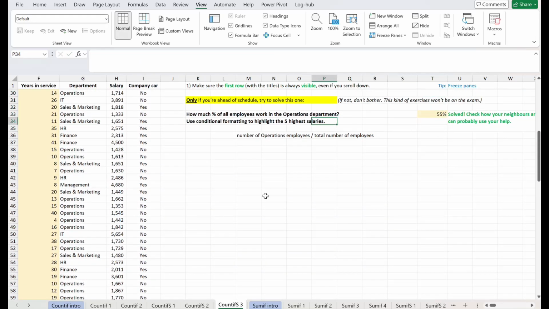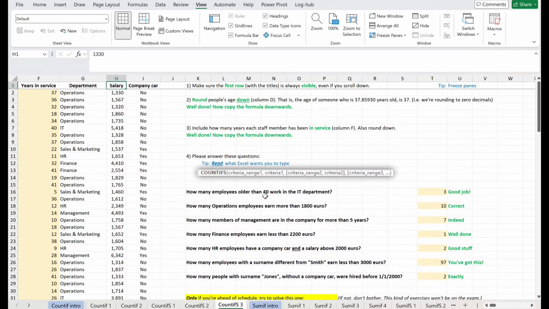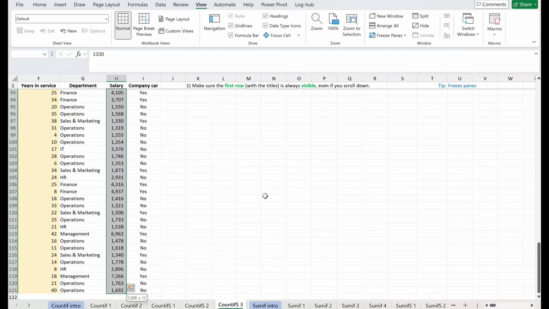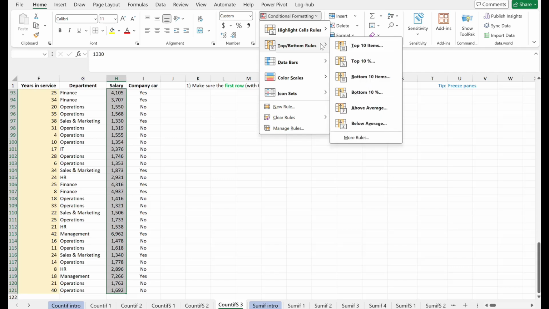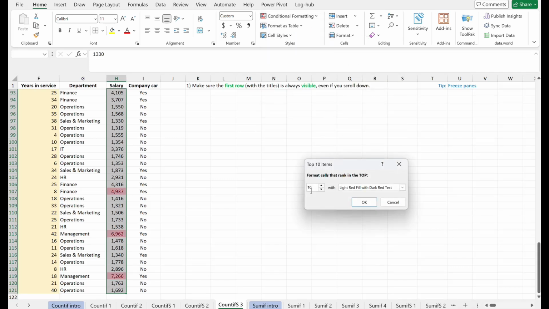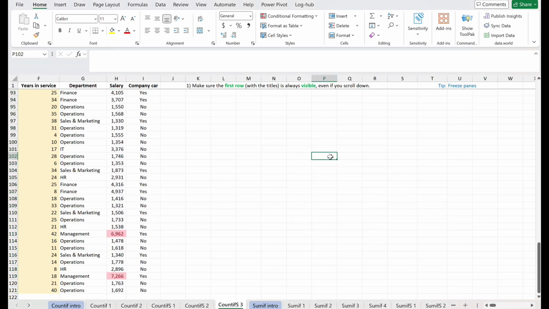That's it. And now we still need to highlight with conditional formatting the 5 highest salaries. So let's select this column. And in conditional formatting, we can say we need the top 10 items, but it's actually only the top 5. There you go. Now we're ready.